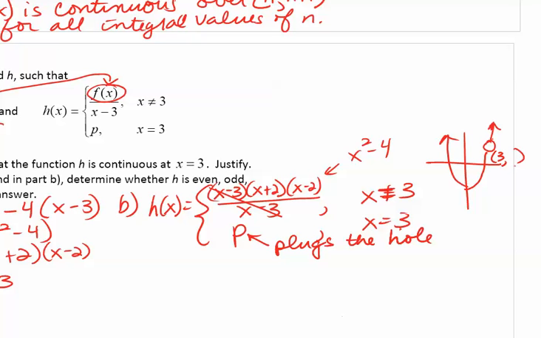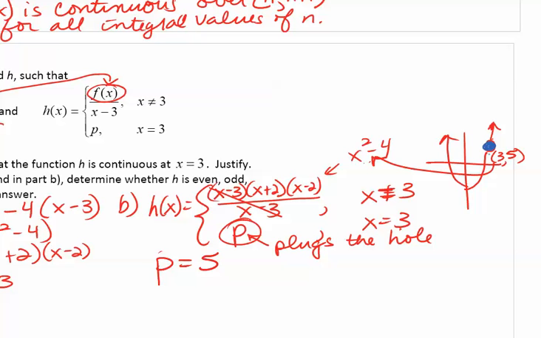Well, I think you already know what that coordinate is going to be. If you put 3 into the parabola, 9 minus 4, you can see that that is going to be 5. So what do we need here? We need p to be equal to 5 when x is equal to 3, and that would fill in the hole in the graph.